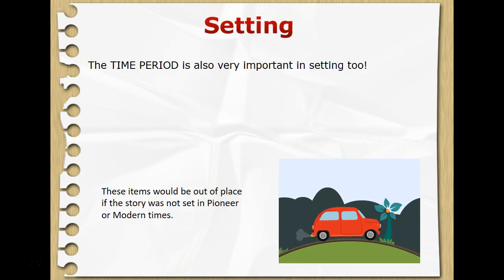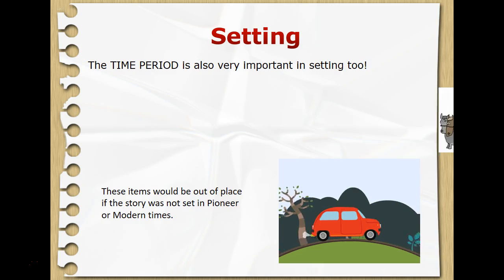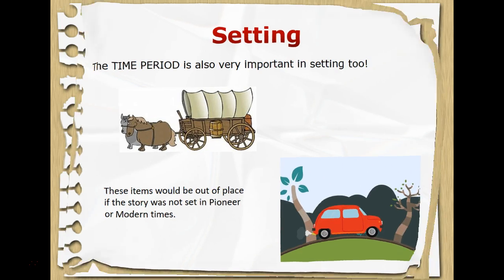Another very important aspect of a setting is the time period. Maybe your story is set back in the time of the Wild West, where everybody used wagons to get around. Or maybe it's set in modern times and current times where you're riding in a car. These items would be very out of place in a story if it wasn't set back in the pioneer or modern times. Time period is very important.